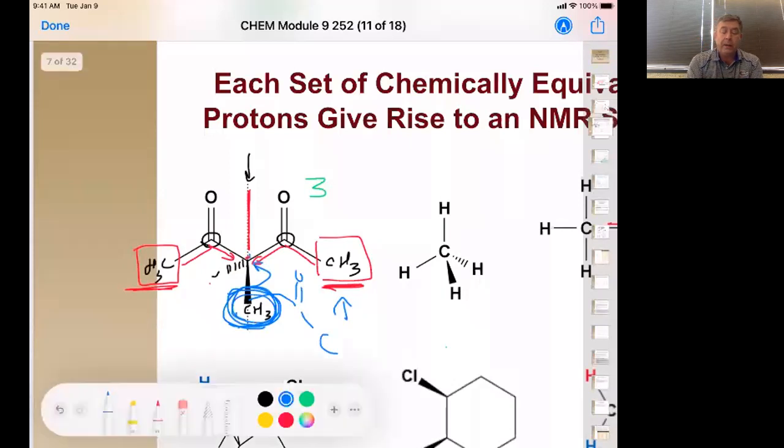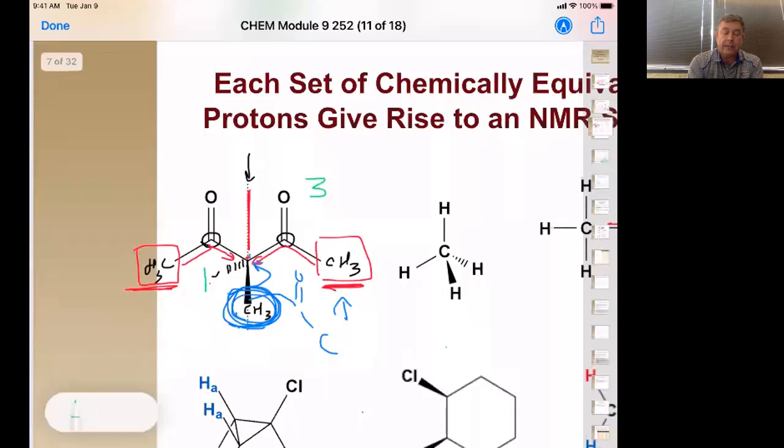Now, we had to draw in our last hydrogen here. Okay. This hydrogen is not like any other hydrogen. It's the only one that's on a carbon bonded to 2 carbonyls and bonded to a methyl group. So it's different. So that's our 3rd signal, our unique hydrogen here. Our 2nd signal is our methyl group here, and our 1st signal is our 2 identical methyl groups. Does that make more sense now?